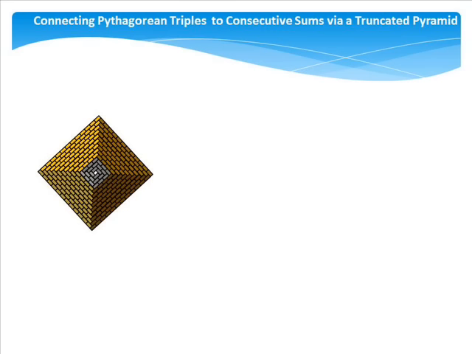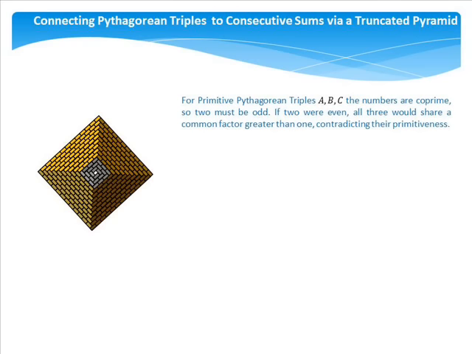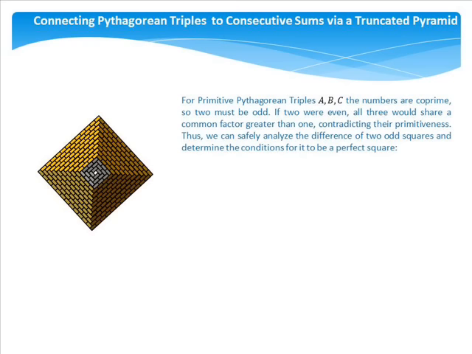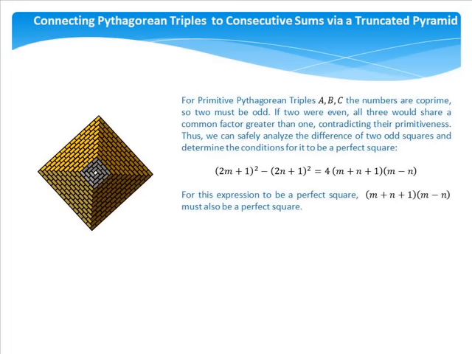For primitive Pythagorean triples, a, b, and c, the numbers are co-prime, so c must be odd. If c were even, all 3 would share a common factor greater than 1, contradicting their primitiveness. Thus, we can safely analyze the difference of two odd squares and determine the conditions for it to be a perfect square. For this expression to be a perfect square, m plus n plus 1 times m minus n must also be a perfect square.